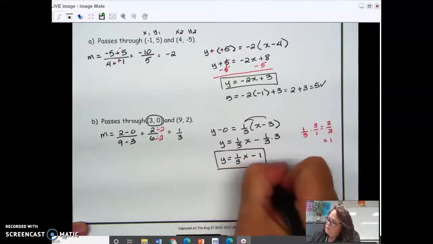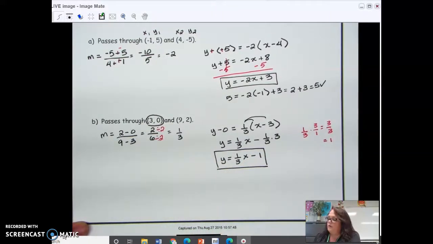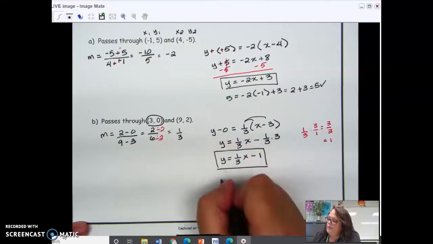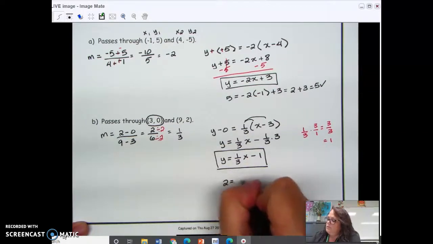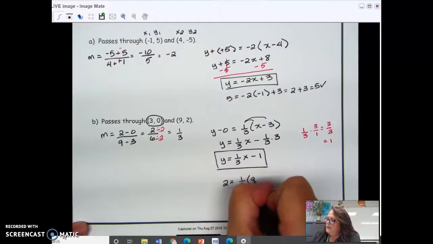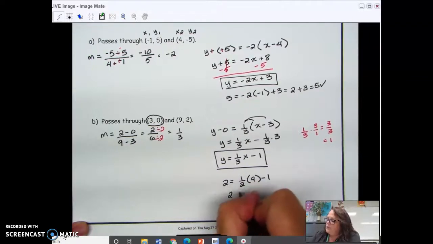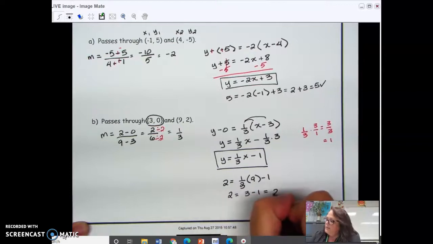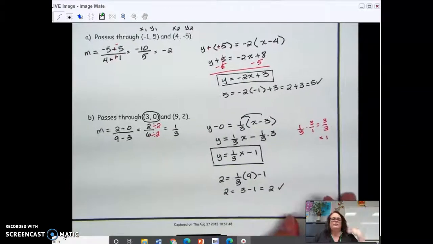If you don't think it's right or you have a little question, go ahead and plug that second point in. So we want to see, is 2 equal to 1/3 times 9 minus 1? Sorry, 1/3 times 9. And so we get 2 is equal to 3 minus 1. 3 minus 1 is 2, and so we know that we did that right.